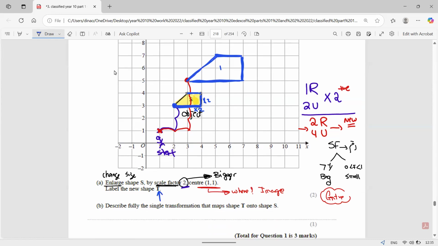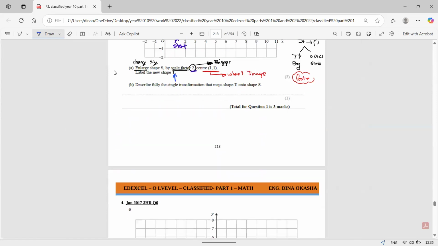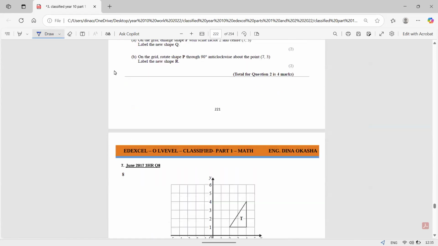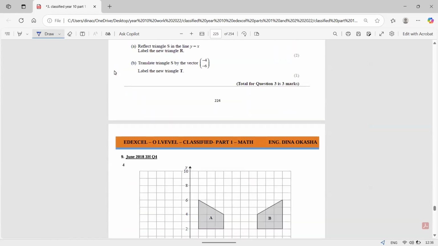Of course, the question here says label it T, so I label it T. Now let's do another question, also related to drawing, but I will try to pick a question with a fraction scale factor.